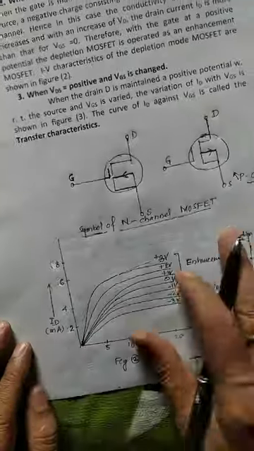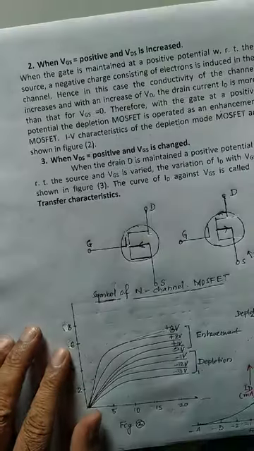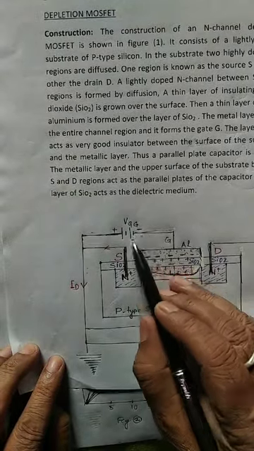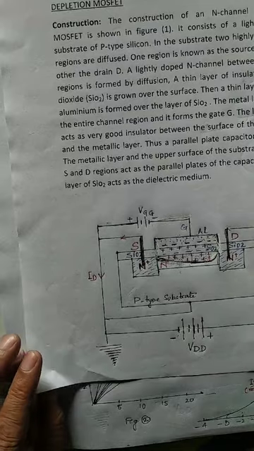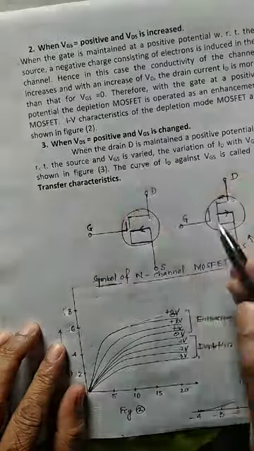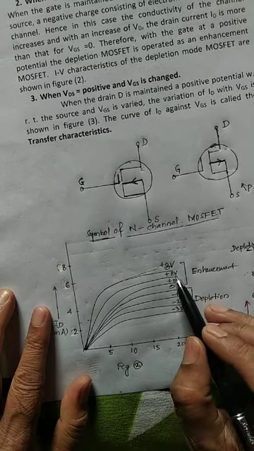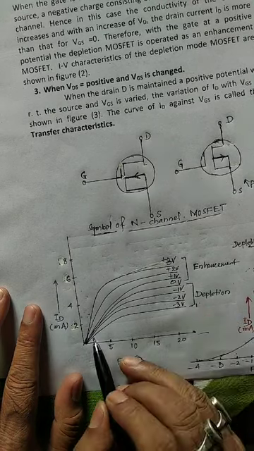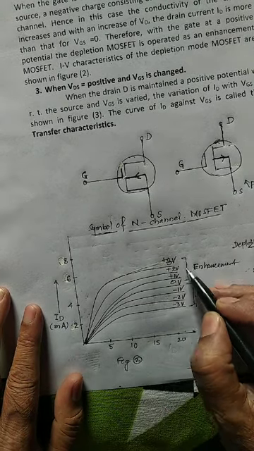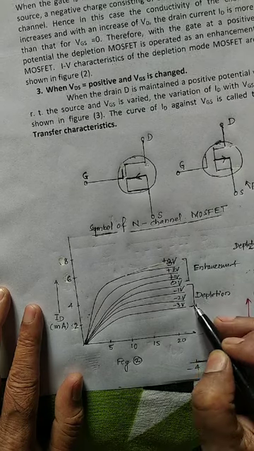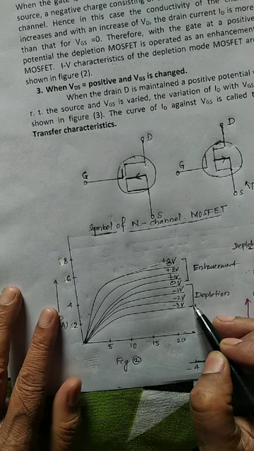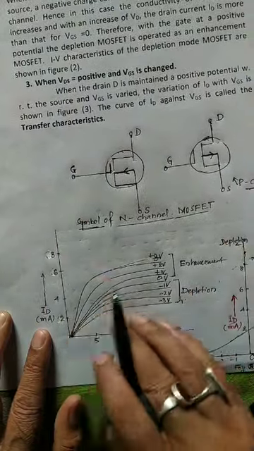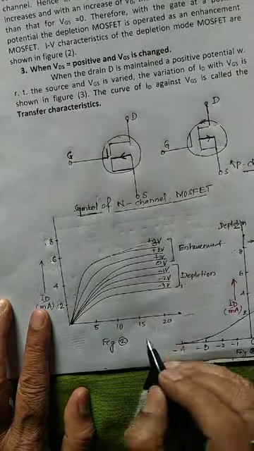Now, when VGS is positive. In the first case, I told you that this is 0. Now we set it as positive voltage and it is changed. The same process, plus here. So current first increases, becomes flat, parallel to the x-axis. So this portion is enhancement type, this portion is depletion type. Okay, and this is a transconductance.